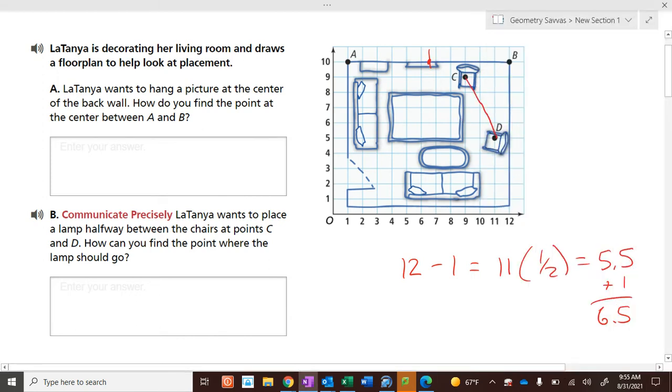Now she wants to put a lamp halfway in between C and D, okay? Which, again, is a straight line, but at what point would she put it? What would be the ordered pair that we'd put it at if she wants to put a lamp halfway in between C and D? How would we figure that out? Do you want to subtract again? Because we could do some subtracting. Or we could do it a different way.